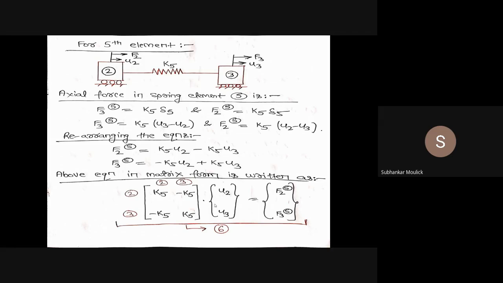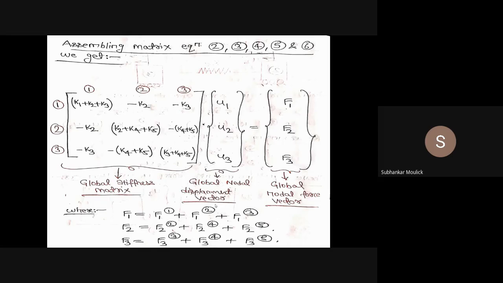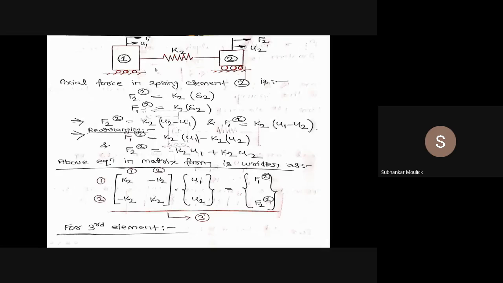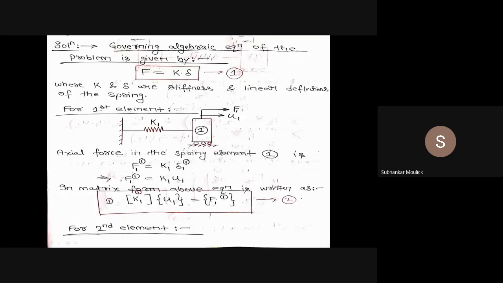So how to assemble it? In place of positive, put the positive sign. In place of negative, put the negative sign, and then assemble. Since the entire problem consists of three nodes, the global stiffness matrix for this problem will be of order 3 by 3. How will we assemble it? Very simple. This is the first row and first column. Identify which value has first row and first column. From equation number 2, the first row, first column is K1. For the second element, there is no other.